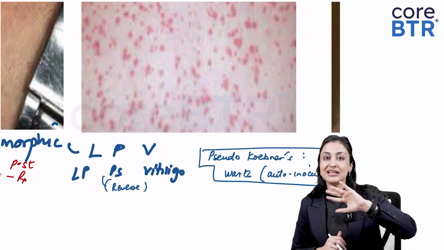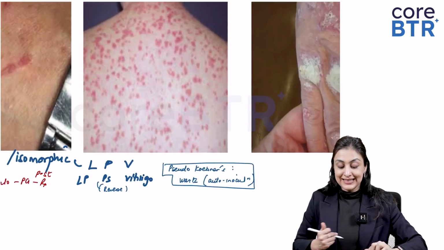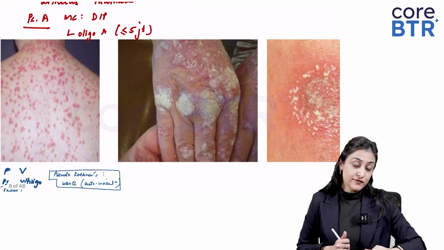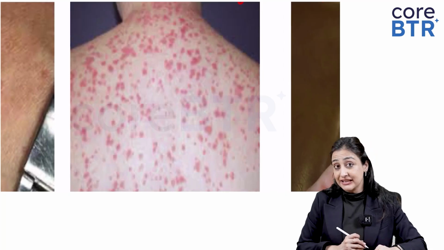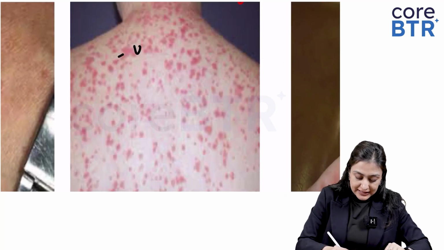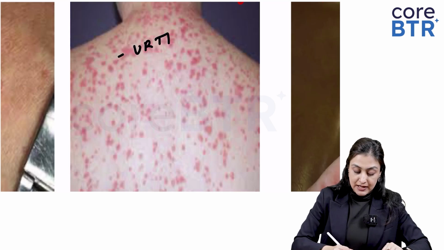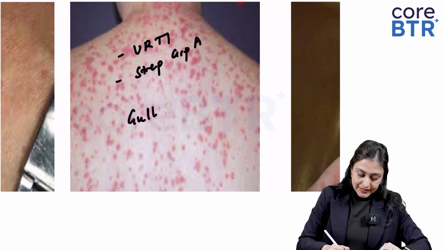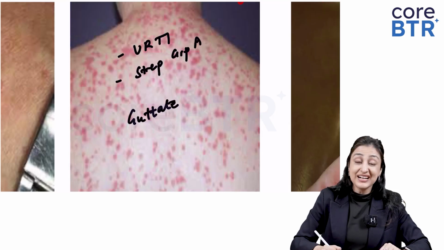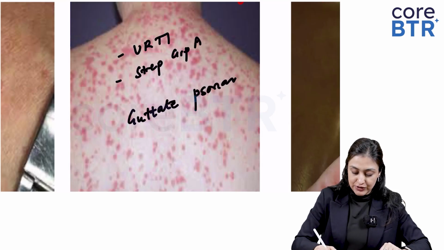So remember LPV, not warts, right? Then 3 modifications of psoriasis. This one is the only one that's associated with infection. So in children, they will tell you it follows URTI associated with Streptococcus pyogenes, Group A strep. And this is looking like raindrops. Raindrops, meaning guttate. So this is guttate psoriasis.